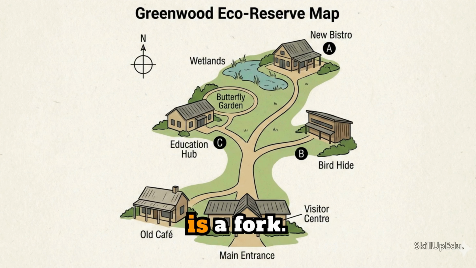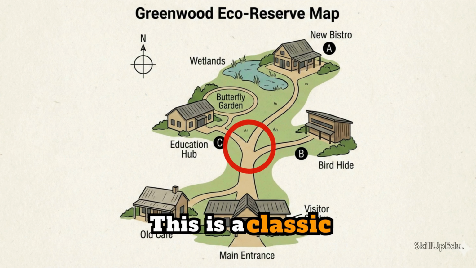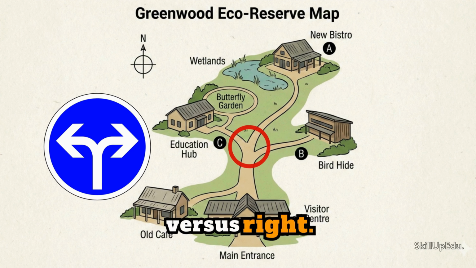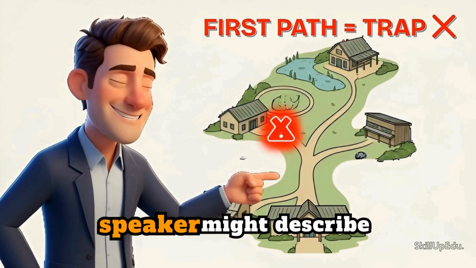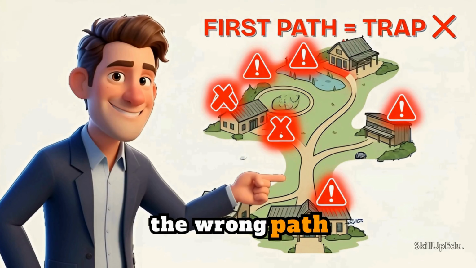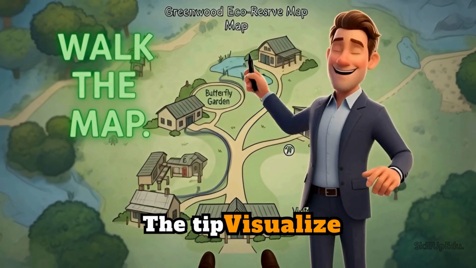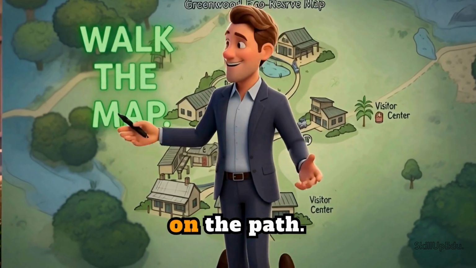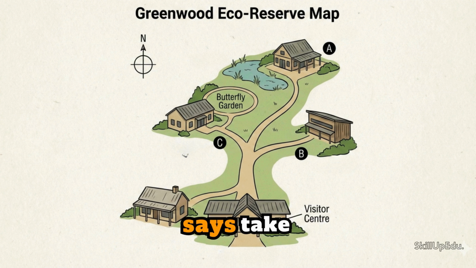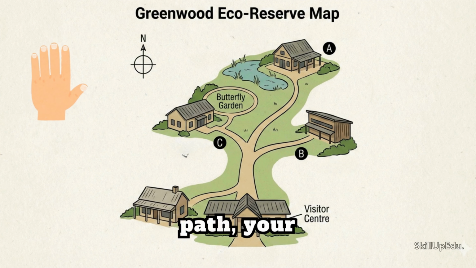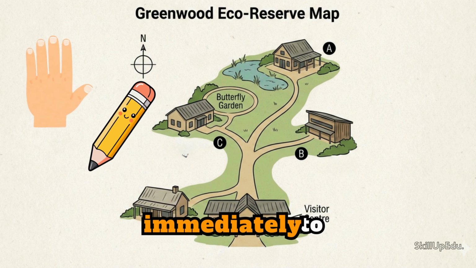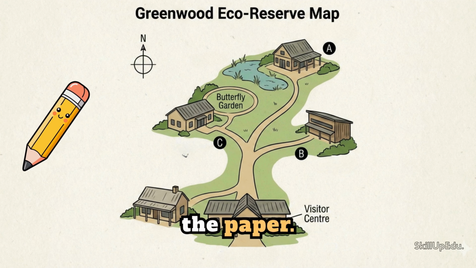2. The fork in the road decision. In the map, there is a fork. This is a classic test of left versus right. The trick, the speaker might describe the wrong path first to see if you follow it. The tip, visualize yourself walking on the path. If the speaker says, "Take the left-hand path," your pencil should move immediately to the left side of the paper.